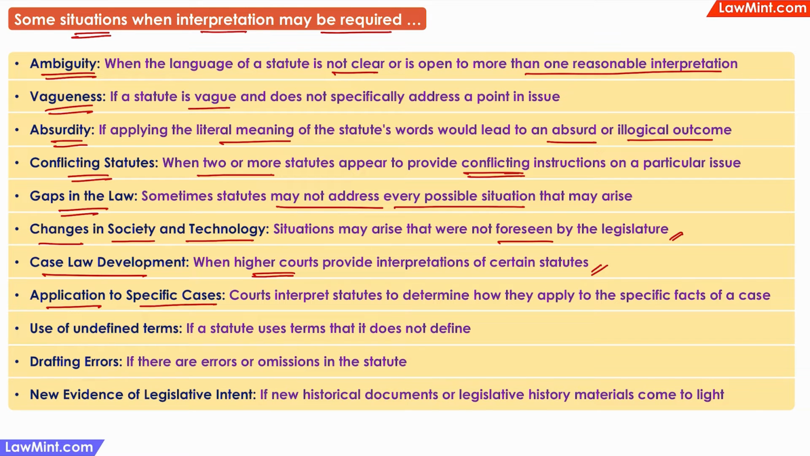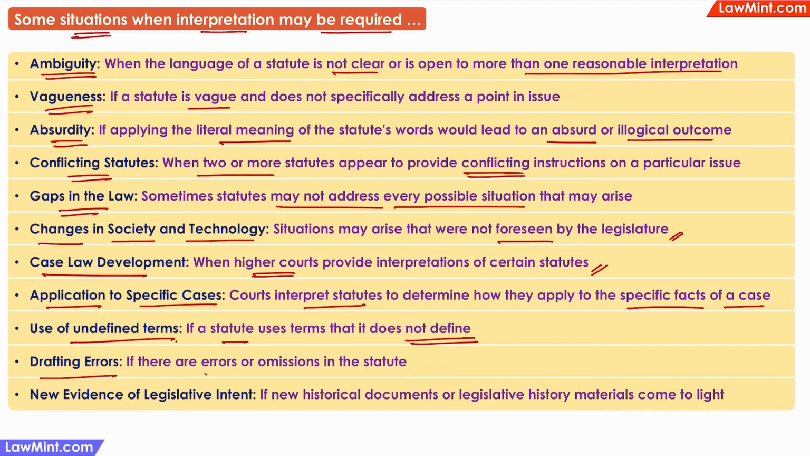Application to specific cases, where courts interpret statutes to determine how they apply to the specific facts of a case before them. Use of undefined terms, that is, if a statute uses terms that it does not clearly define, then interpretation may be needed to understand the meaning of these undefined terms in the context of the statute.